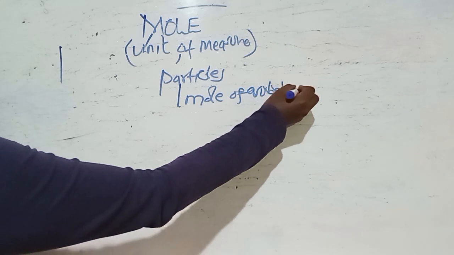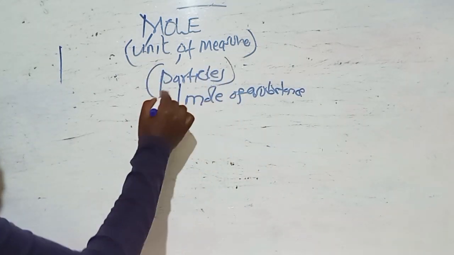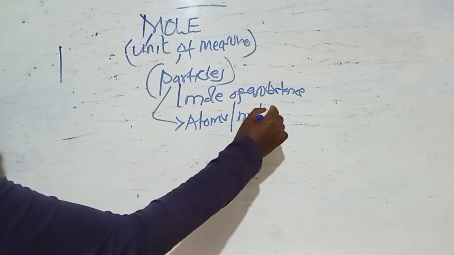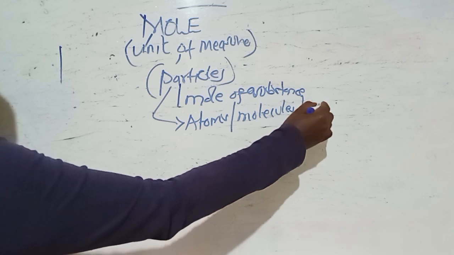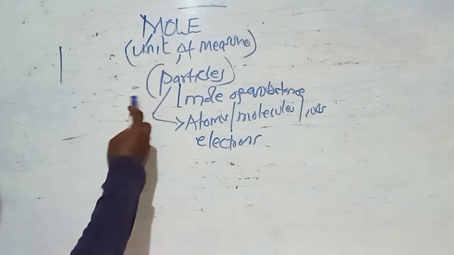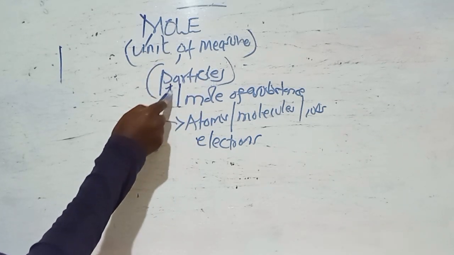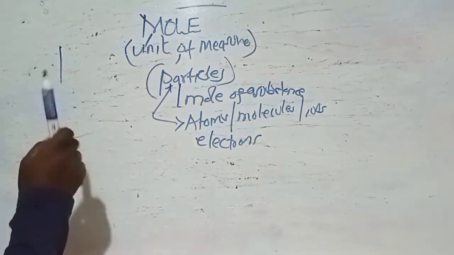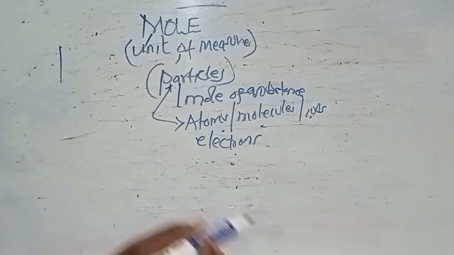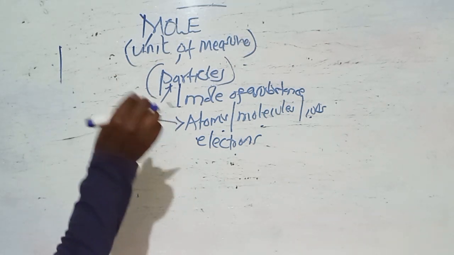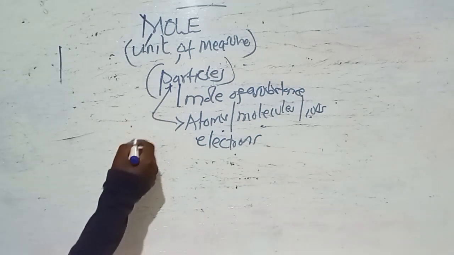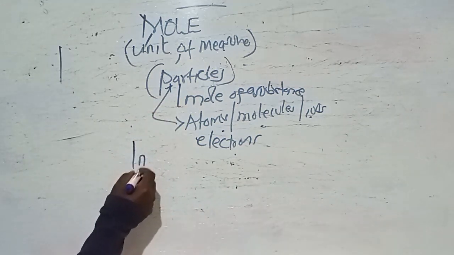Now, what are these particles that we're talking about? The particles are atoms, molecules, ions, and finally electrons. So the mole is a unit of measurement of the number of particles in 1 mole of a substance. And these particles are atoms, molecules, ions, and electrons. So the numerical representation of the particles is, we say in 1 mole, and the mole can be written as N.